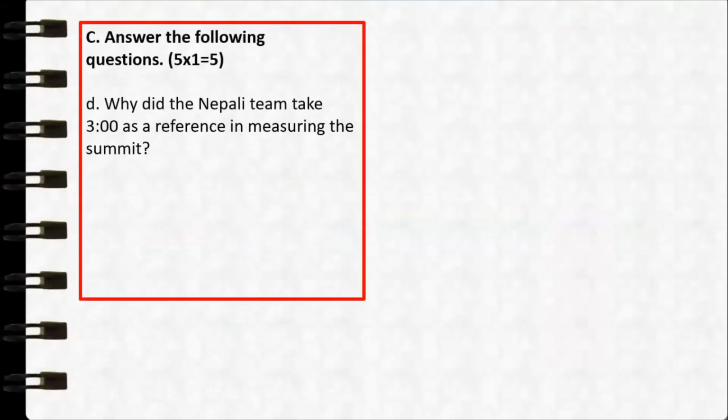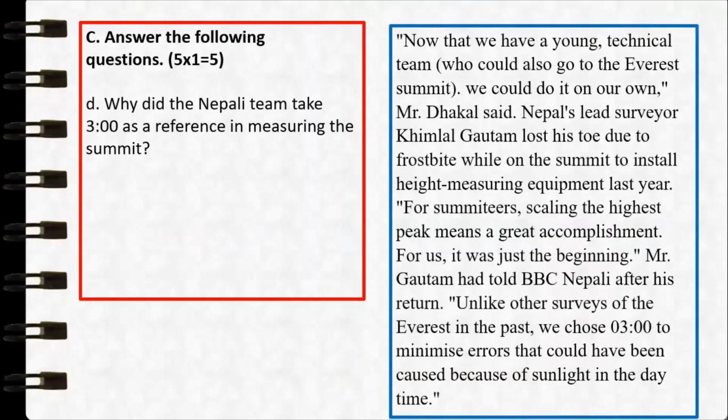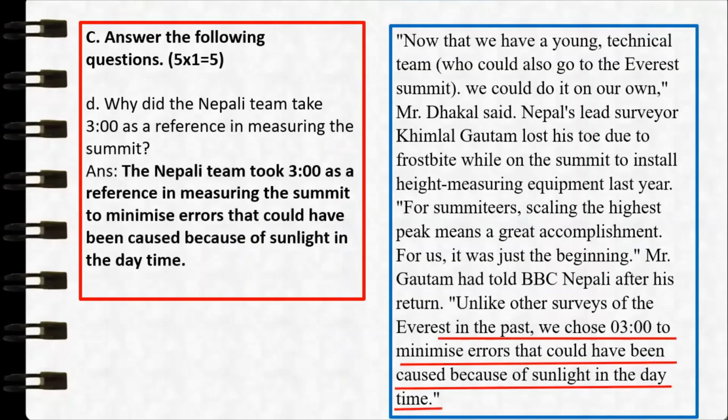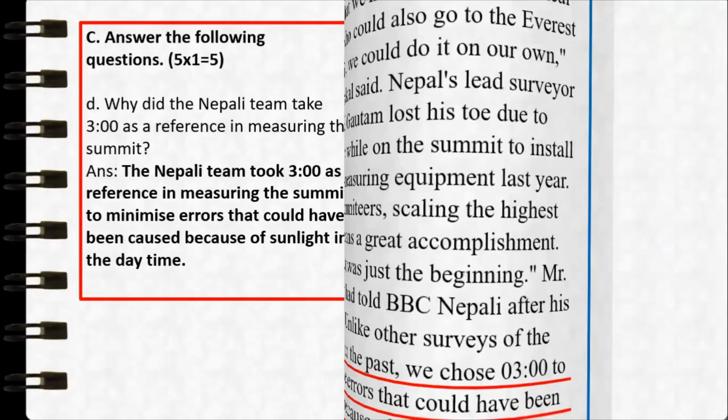Similarly, fourth question: why did the Nepali team take 3 as a reference in measuring the summit? And here we go in the passage. So reading that, you can simply say the Nepali team took 3 as a reference in measuring the summit to minimize errors that could have been caused because of sunlight in the daytime.